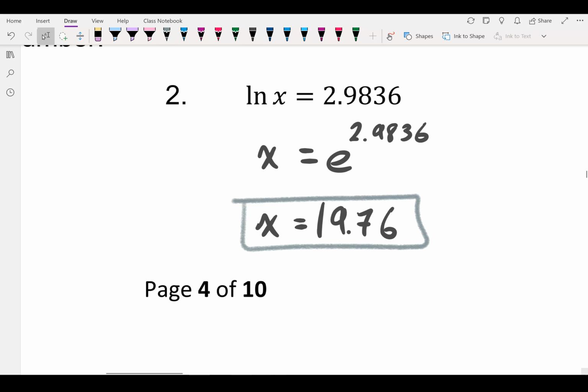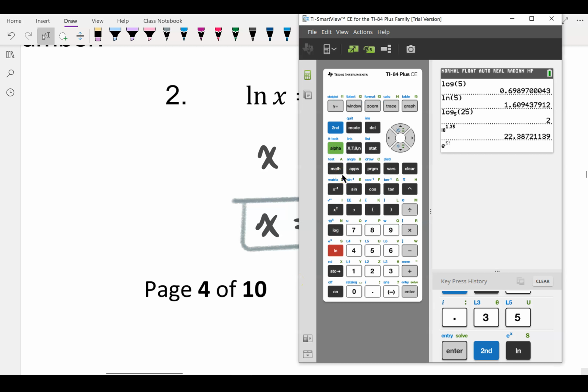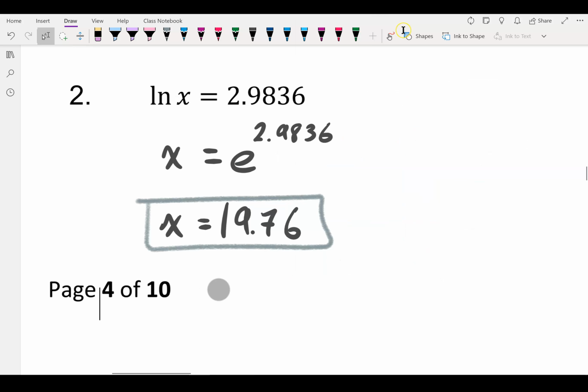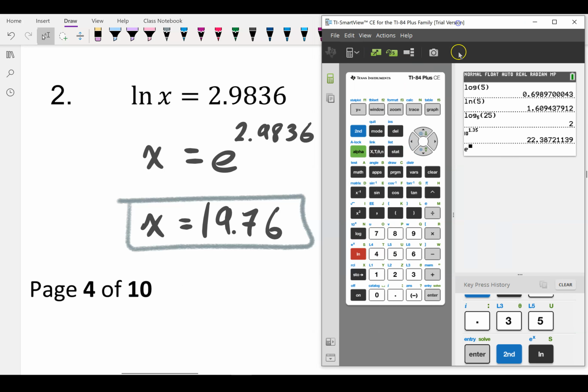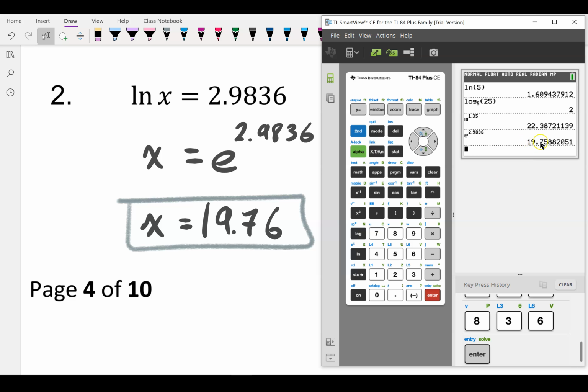I'll just show it once on the Casio, or show it once on the TI-84. You can see that the method's the same on the Casio. Let me move this over here. On the TI-84, you've got ln of x. So just, you know you're dealing with lns. You want the anti-ln. It's kind of like the inverse tan functions, right? It works very similarly. Inverse ln, or inverse of the natural log, is exponential to the power of 2.9836. Enter. 19.76.